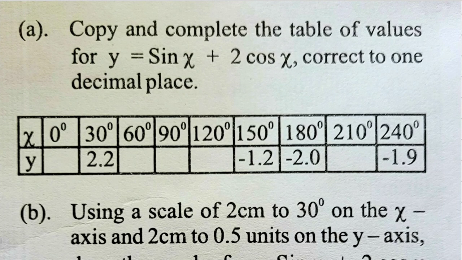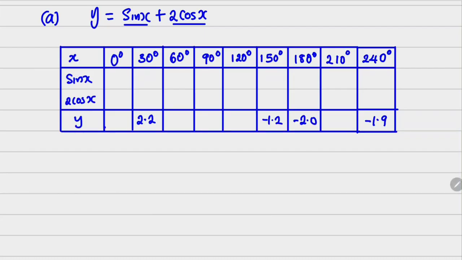Hello, students. With me here, I have a question under the graph of trigonometry. Okay, so I want us to solve the question together. Now, the A part of the question says copy and complete the table of values for y is equal to sine x plus 2 cos x, correct to one decimal place. Very important. Correct to one decimal place. Then let's do it now.